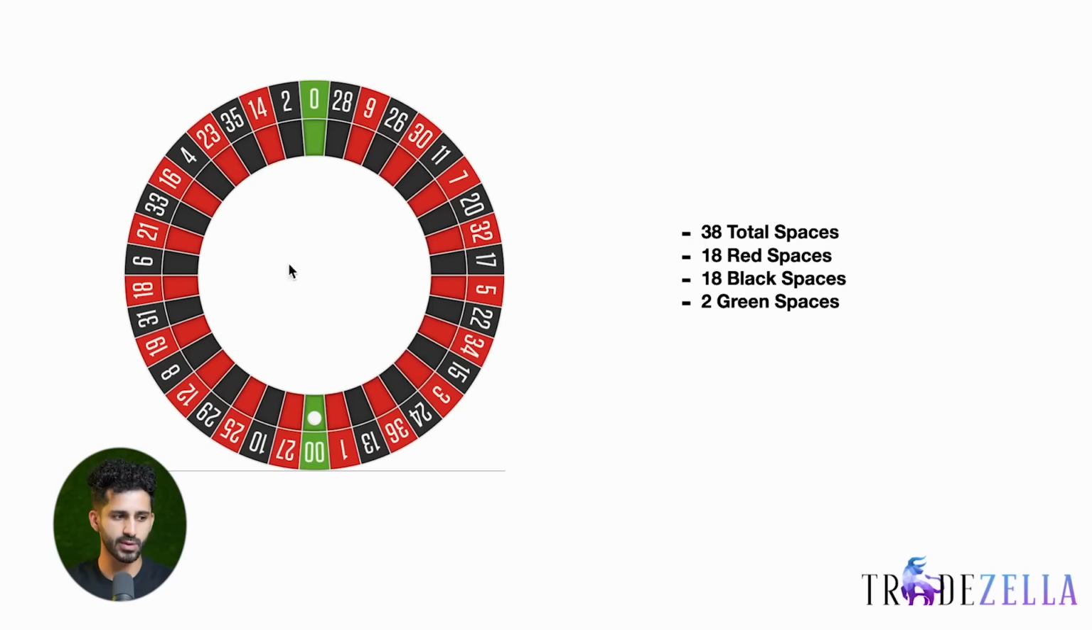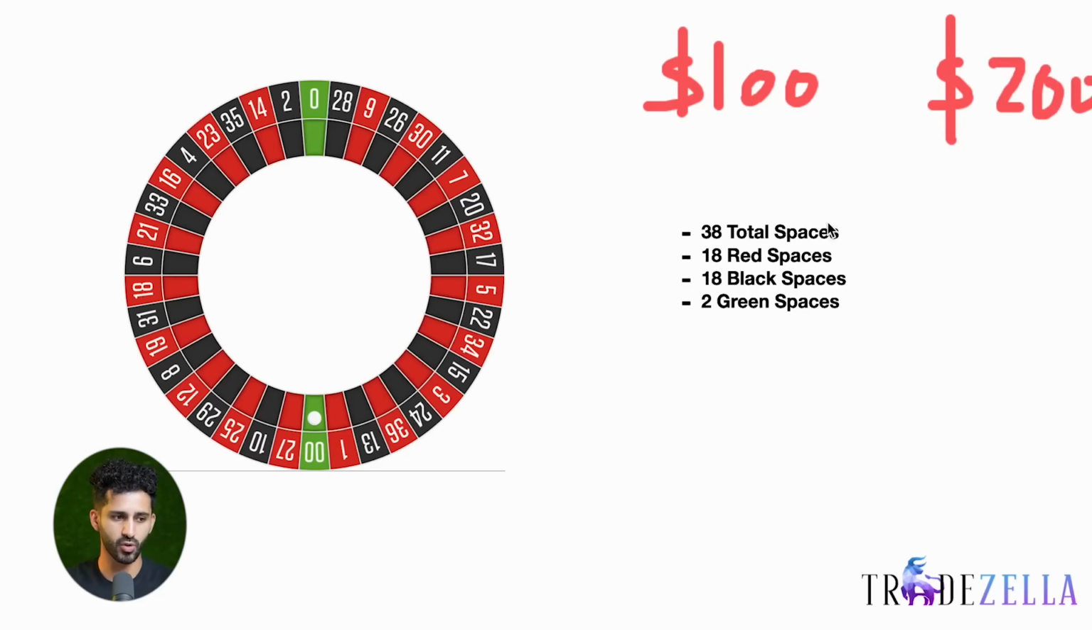So here's a quick game of roulette. For people that are not familiar with this game, the idea is for you to pick a color, right? In this instance, there are 38 total spaces, 18 red, 18 black, and 2 green spaces. Now, the idea here is if you risk $100 in one of these spaces and you are right, you will double your money. So if you risk $100, you'll make $200 if you pick red or if you pick black. The problem here is everyone thinks that this game is a 50-50 game.